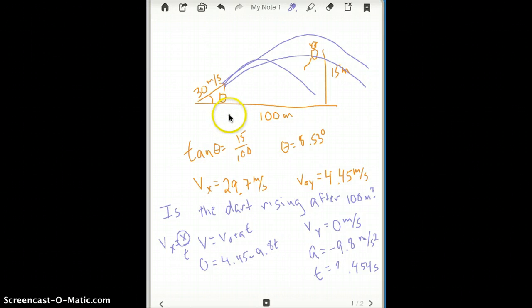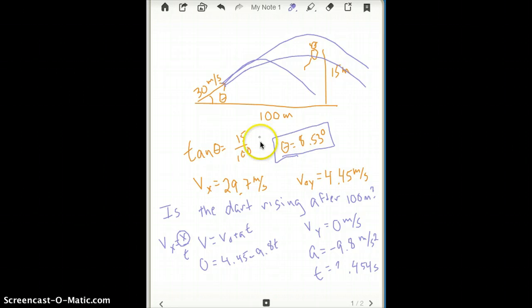I feel like I've done something wrong. Oh, well, I guess it's okay. So it's traveled 13.58 meters, and it needs to go 100 meters. I'm getting nervous about this. We might have to use a greater angle than 8.53 degrees.